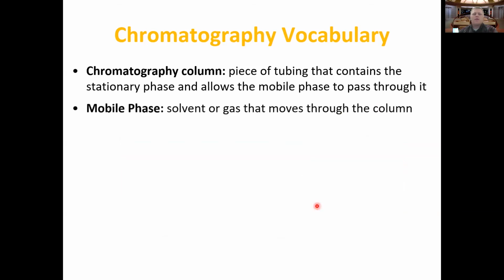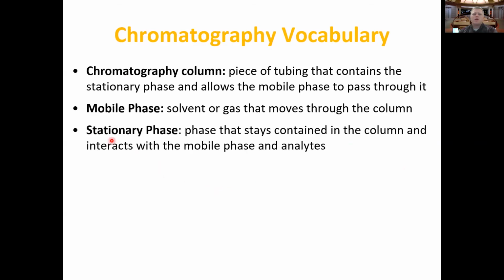Okay, now the mobile phase in these experiments is a solvent or gas that moves through the column and carries your analyte through the column. So if you have a sample of lipids and you're trying to separate out the lipids, you would inject those lipids into the mobile phase, and the mobile phase would carry it through the column, and while they move through the column, they'll interact with your stationary phase.